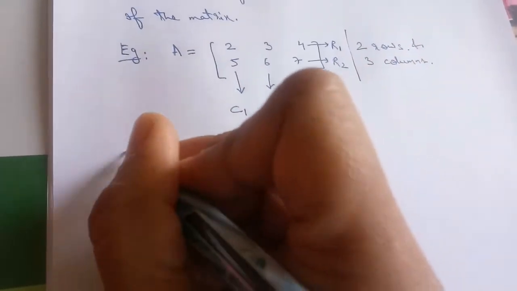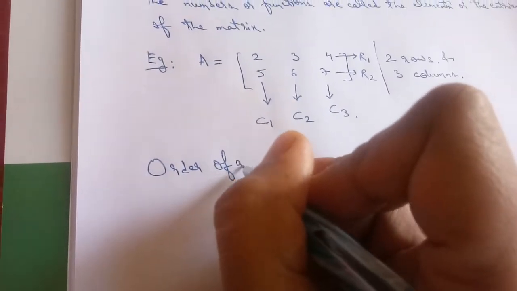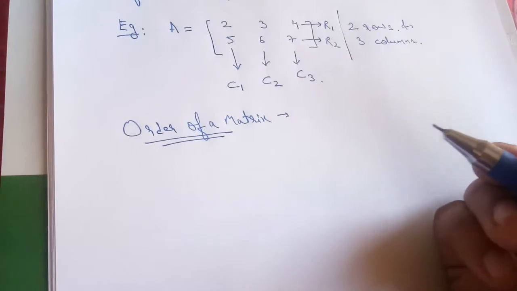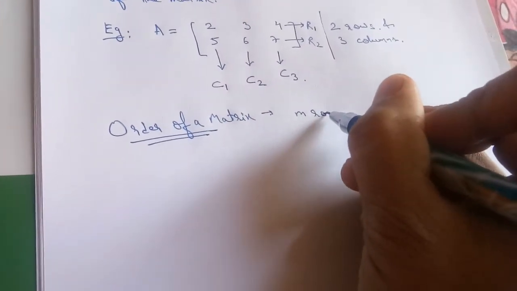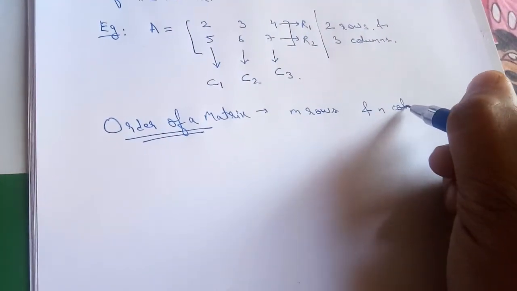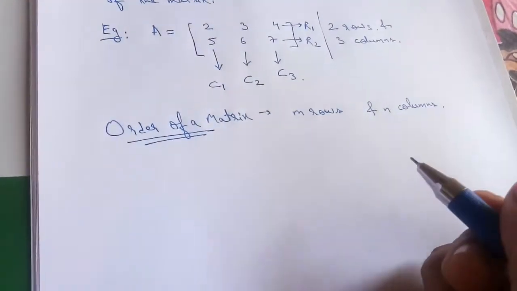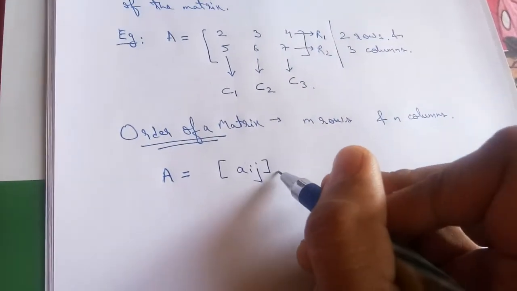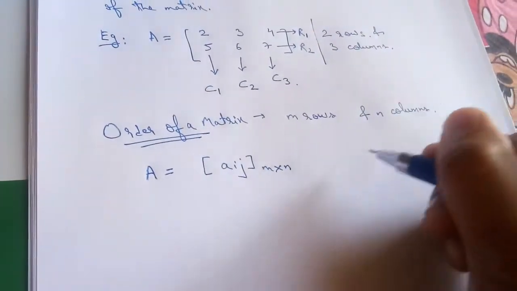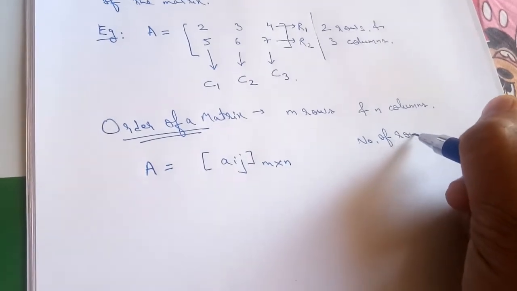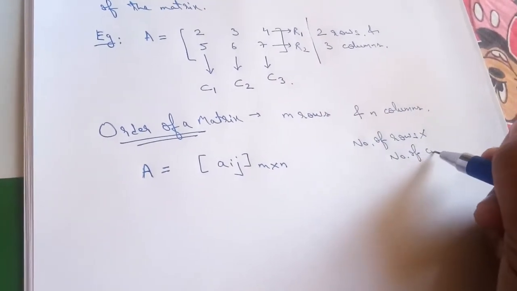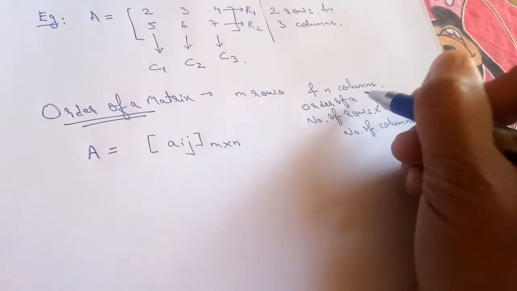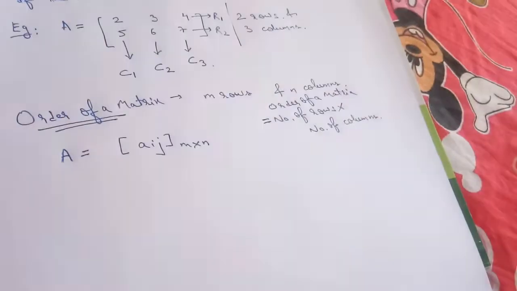Now we will move towards the order of a matrix. Order of a matrix is very simple. Suppose in general we have m rows and n columns. Suppose we have matrix A and all the elements are denoted by Aij, then its order will be m cross n, that is, number of rows into number of columns. This is how the order of a matrix is written.